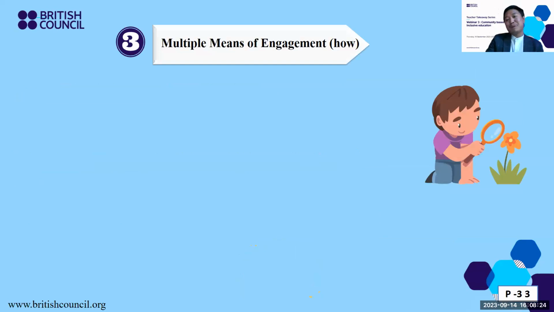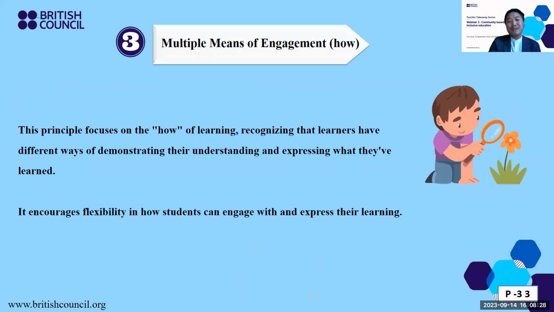So moving to the third principle, multiple means of engagement, is about how learners have different ways of demonstrating their understanding and expressing what they have learned. I already connected from the second principle that students having their own project, for instance, also relates to the third principle, engagement. This allows them to demonstrate their understanding and express what they learn in their own way.